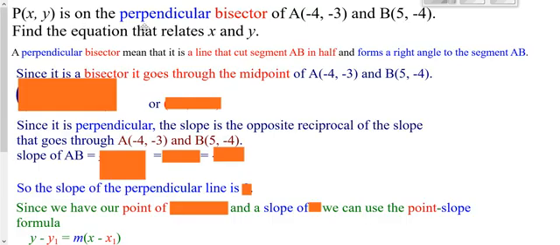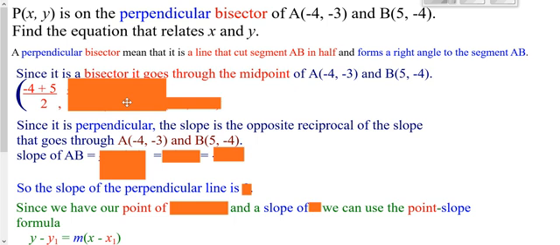So here you're asked to find a perpendicular bisector between these 2 points. And we're asked to find the equation that relates that x and y, that perpendicular bisector, which happens to be a line. Now, a perpendicular bisector means it's a line that cuts the segment AB in half. That's the bisect part. And then the perpendicular part means it forms a right angle. Well, bisect means it goes through the exact center, which would be your midpoint. So all we have to do is find the midpoint of these two here.